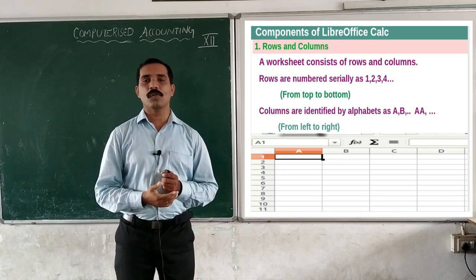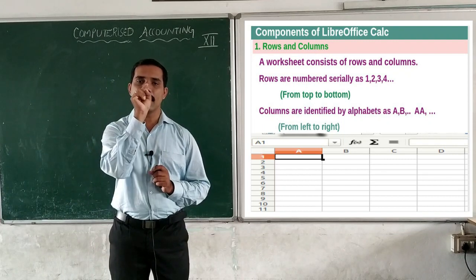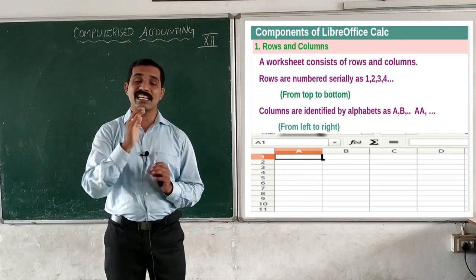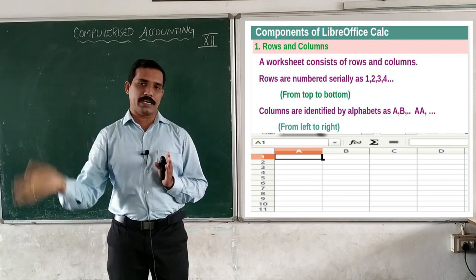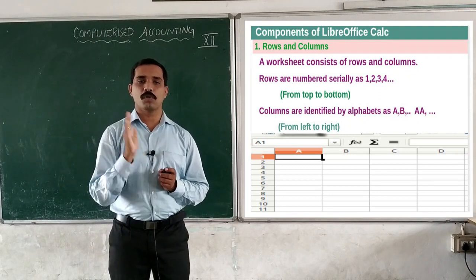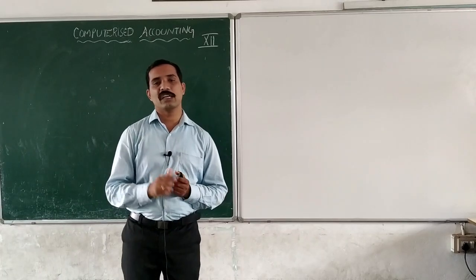And then what is a column? Columns are identified by alphabets, that is A, B, C, D, E, F like that, from left to right. So that is rows and columns. Okay, next component, what is it?